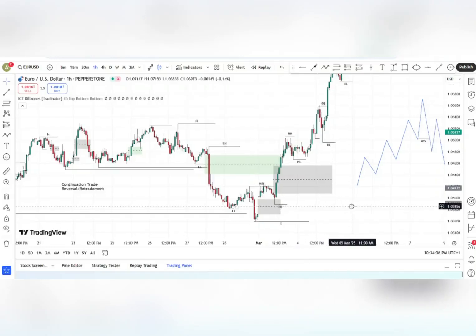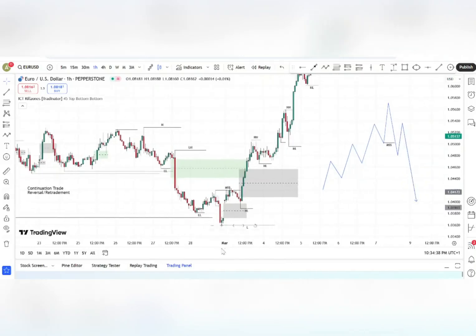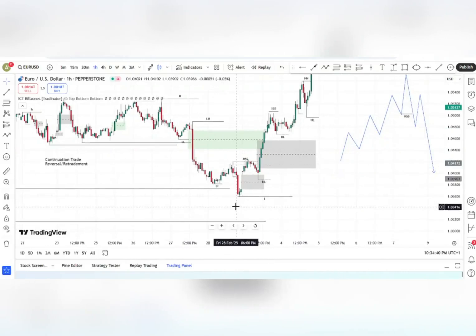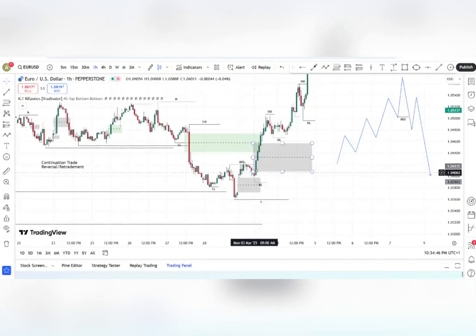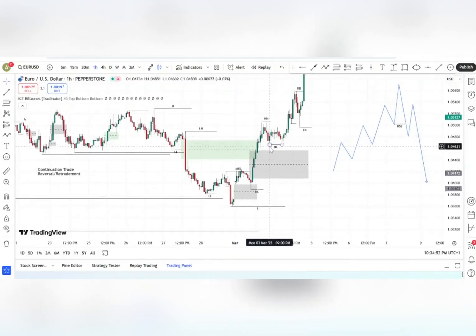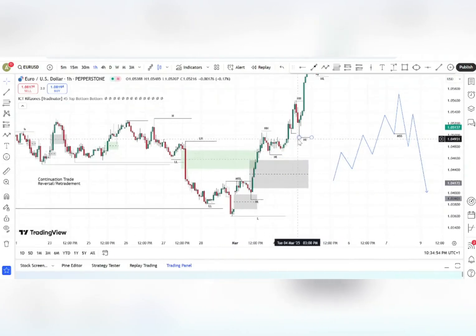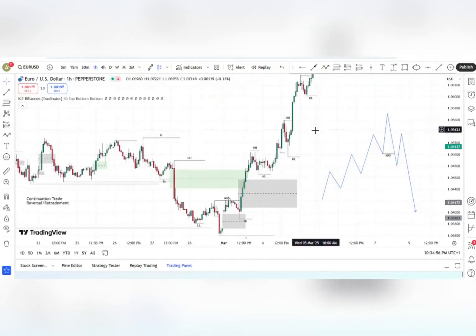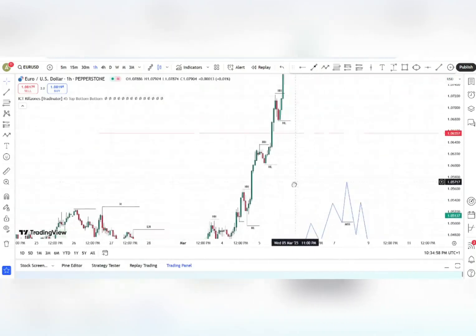So take note of that. And as well, swing low. You can see the three candlestick pattern, one, two, three. Candle two is lower, so this is a swing low. Swing low, swing low, swing low.